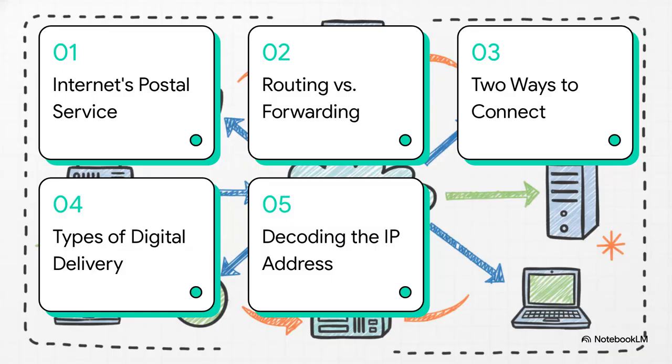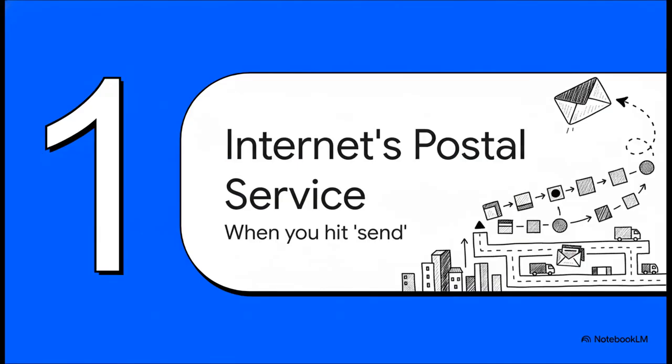All right, so here's our roadmap. First, we're going to see how the network layer is basically the internet's own postal service. Then, we'll get into the weeds of routing versus forwarding. After that, we'll check out the two main ways our data connects, look at different kinds of digital delivery, and finally, we are going to crack the code of the good old IP address. Let's dive in.